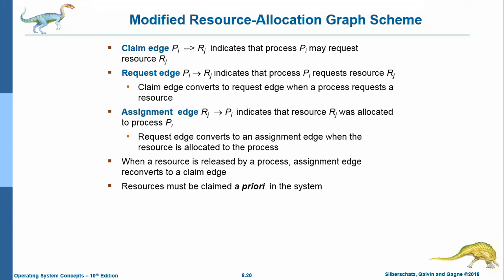Resources must be claimed a priori in the system. This means a process must in advance inform the system which resources it may need. So initially, all the edges will be the claim edges.